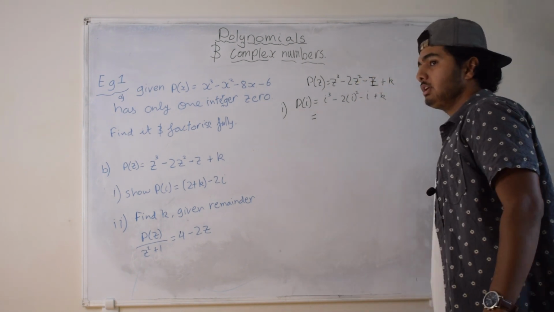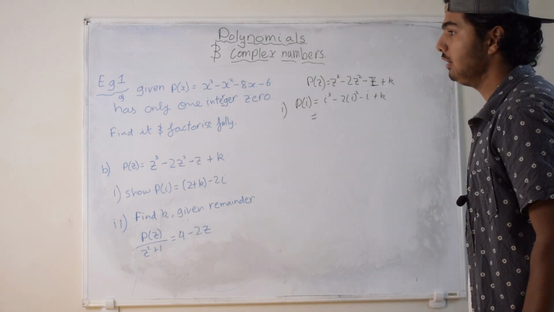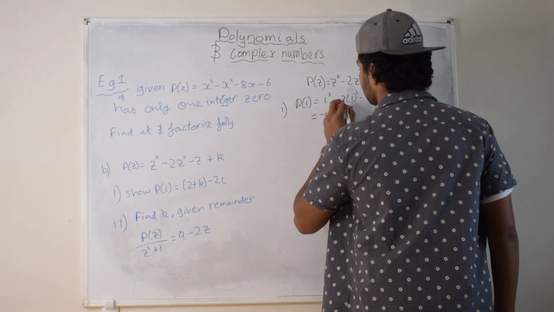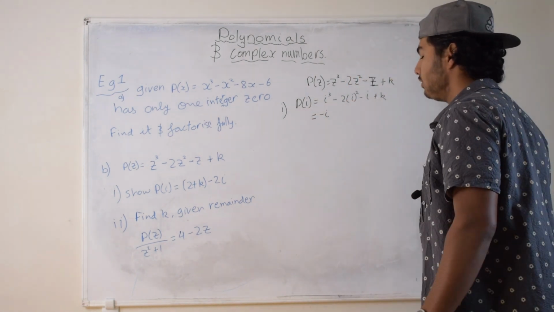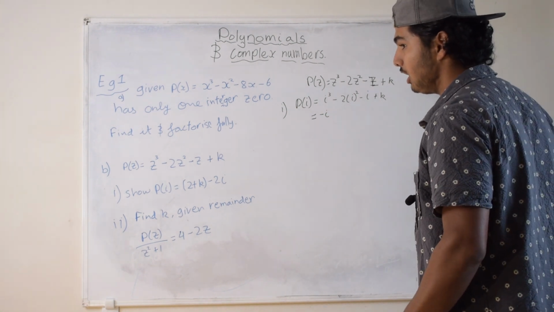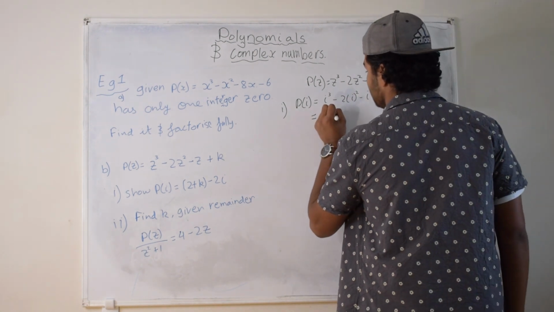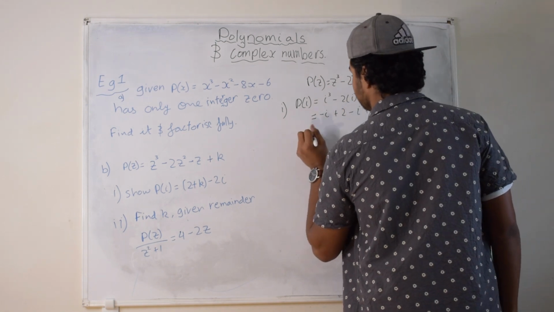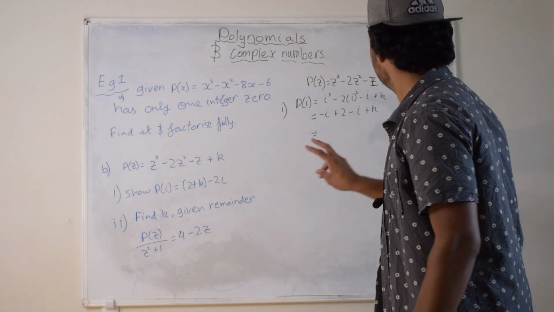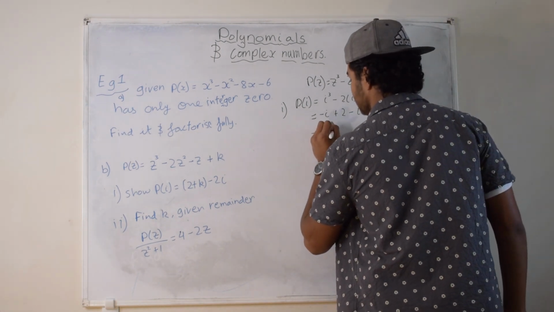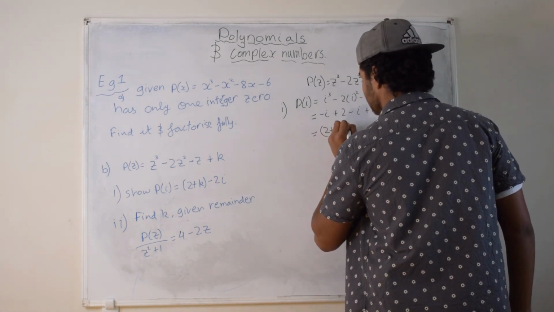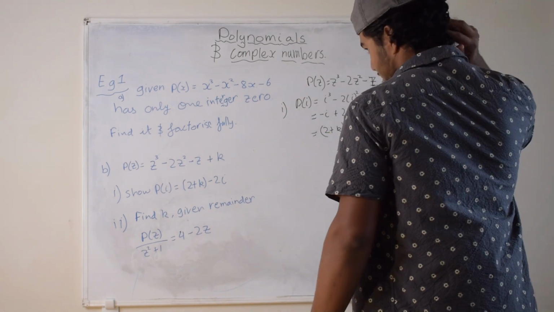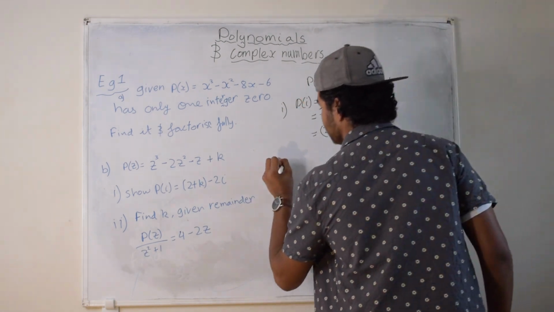i cubed is equal to negative i, so i squared is negative 1 times i is negative i. Minus 2 times negative 1, which is just plus 2, minus i plus k. This then gives me the same thing, 2 plus k minus 2i, because minus i minus i gives me negative 2i. That's i done, i over here.